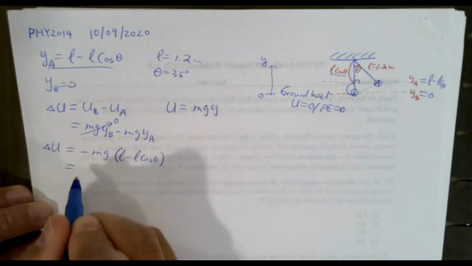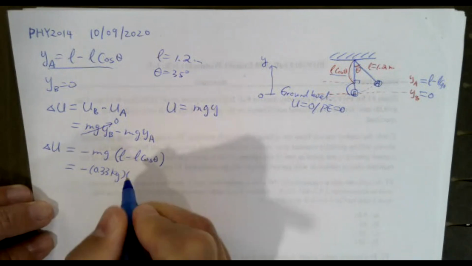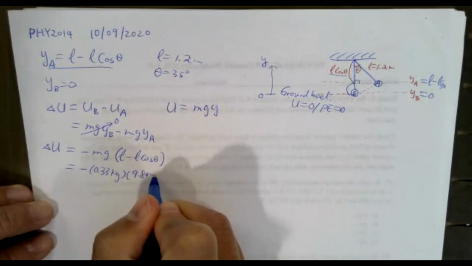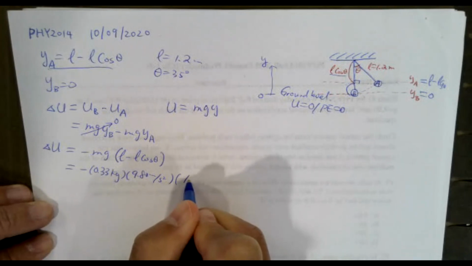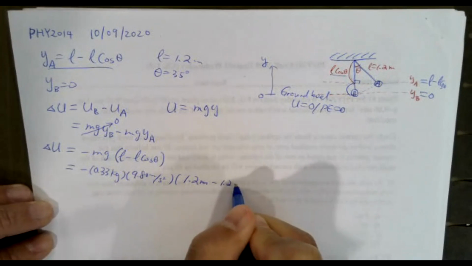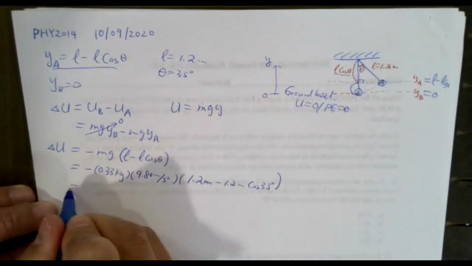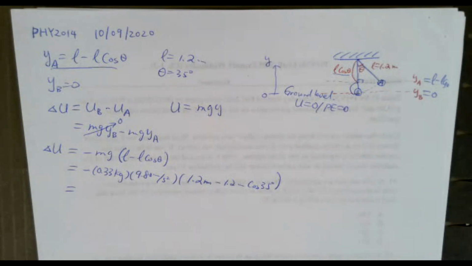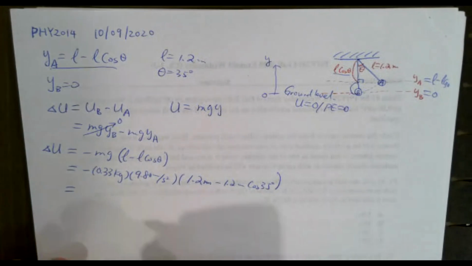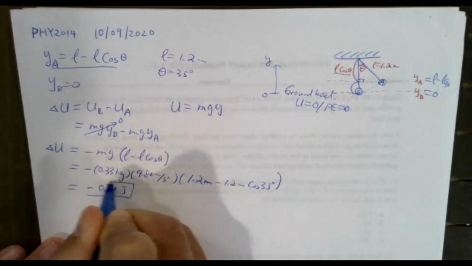I think you have everything you need here. M is 0.33, g is 9.8, L is 1.2 meters minus 1.2 meters cosine of 35 degrees. That should give you negative 0.70 joules.